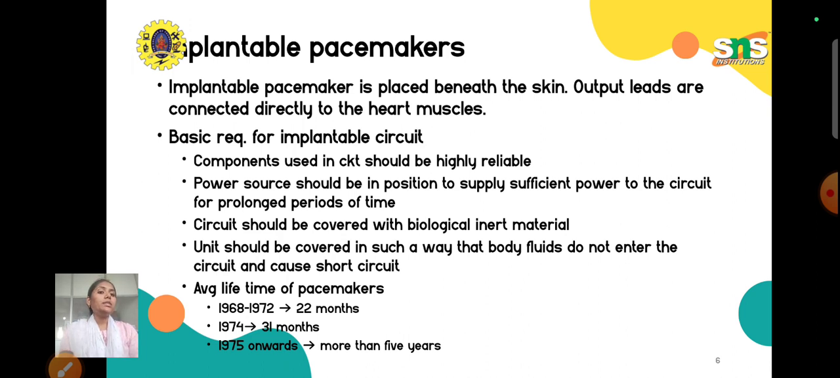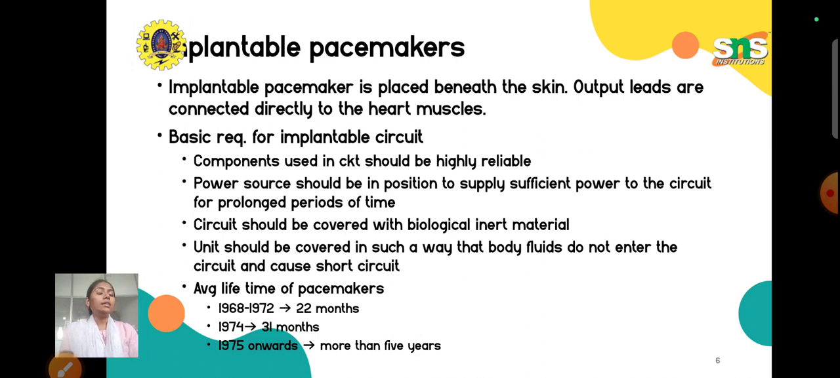The third point is that the circuit should be covered with biologically inert material. It should be biocompatible. Whatever material we use for casing the pacemaker and covering the components, it should be biocompatible, so that no biological interaction takes place inside your body.